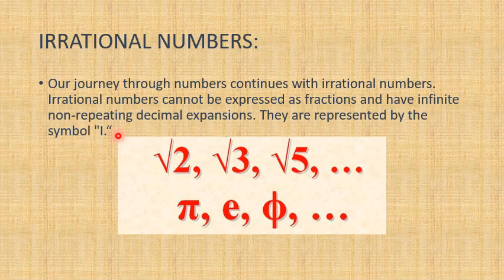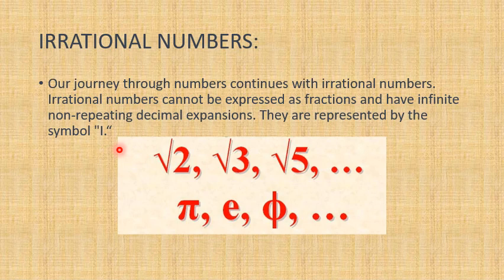Okay, I. So for example, let's just say root 2. This is square root of 2, square root of 3, square root of 5. You cannot write this in the form of a fraction. Okay, so that's why pi, exponential. What is the value of pi? This is 3.14. What is the value of square root of 2? It's 1.414 something. So all these numbers you cannot write in the form of a fraction. So that's why they are irrational numbers, and they are denoted by the symbol I.